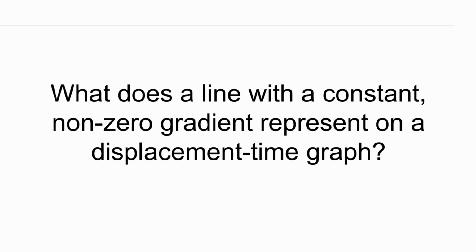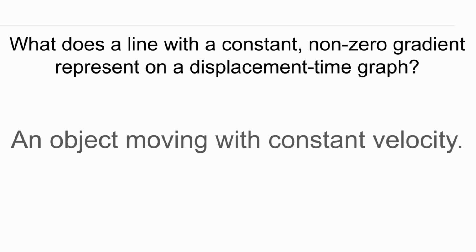What does a line with a constant non-zero gradient represent on a displacement time graph? It always means that an object is moving with a constant velocity. The constant velocity means that the velocity remains the same and is not changing.